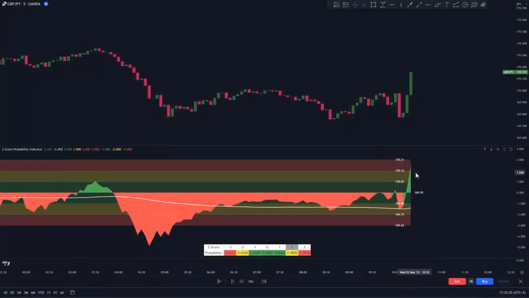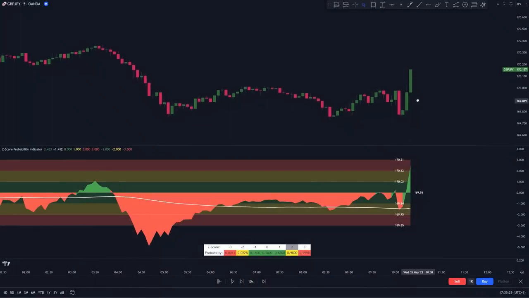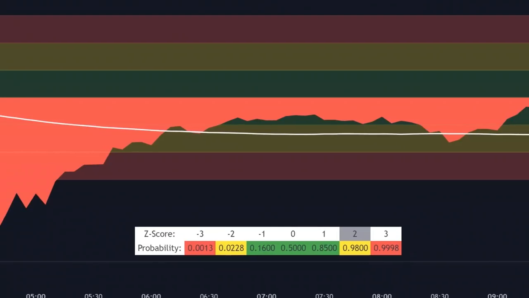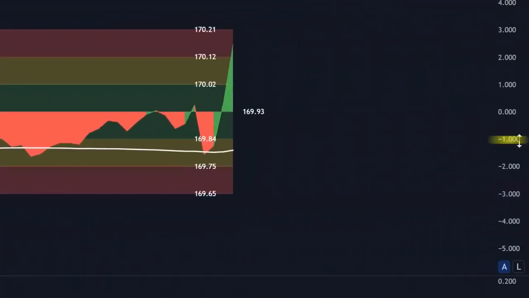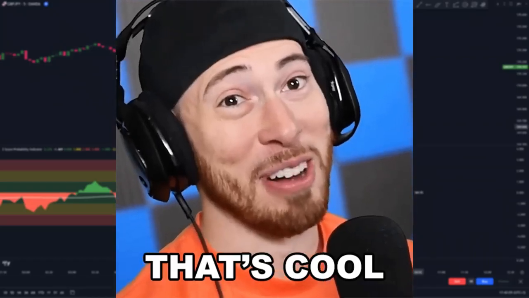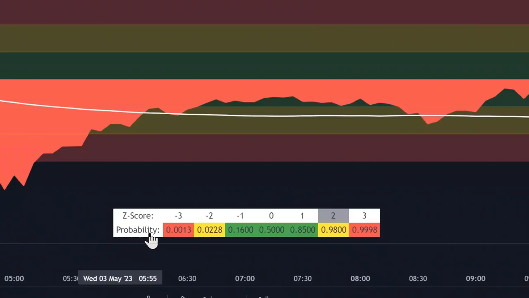So for example, if you wanted to know what the chance is that the price will get to the -1 Z-score, you just look at this number, which is 0.16. So there is only a 16% chance that the price will get to the -1 Z-score. And in order to do that, the price will need to come back down to this exact price point. Pretty cool, right? Bear in mind that these probabilities pertain to retracements rather than continued price movements.